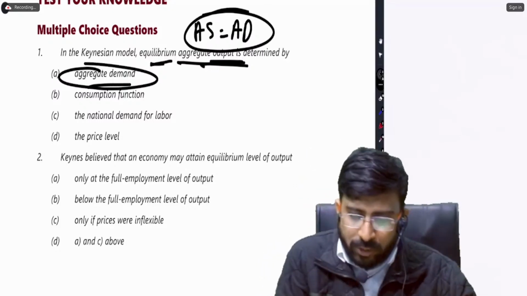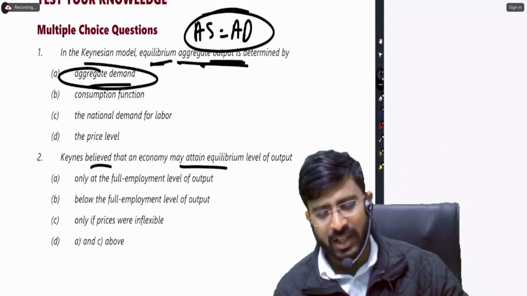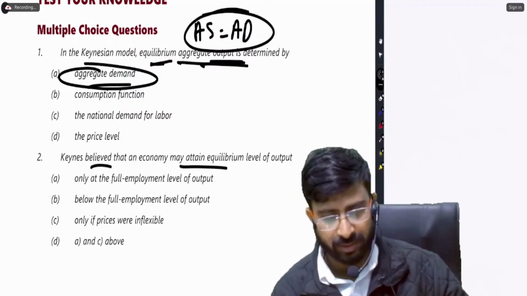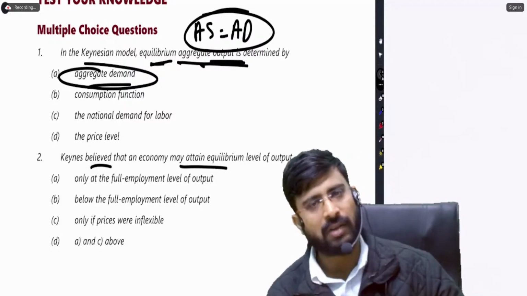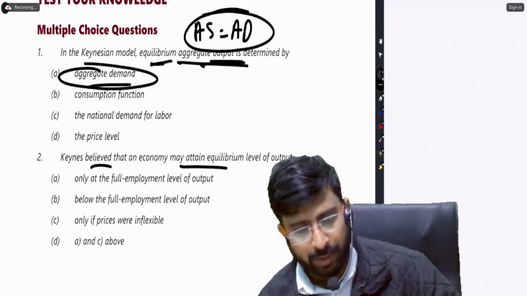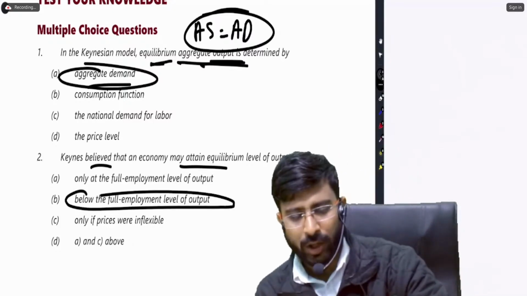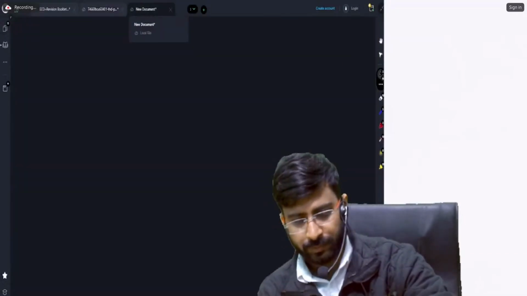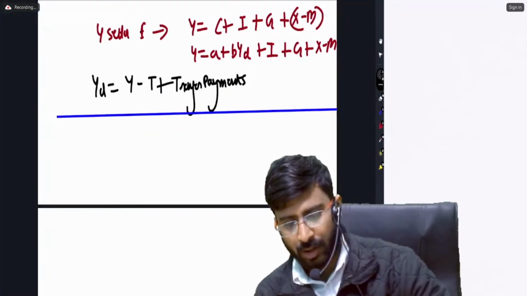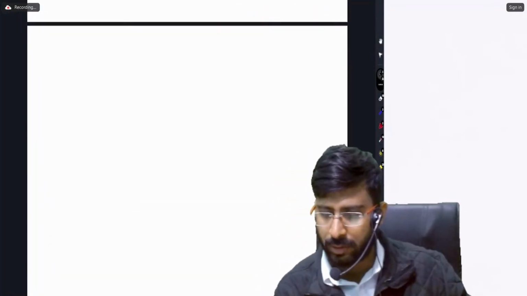See, now as per Keynes, one may attain equilibrium at all the three places: at the full employment level, below the full employment, above the full employment. So the answer would be B. So you all can write it down. I will make you write this down.